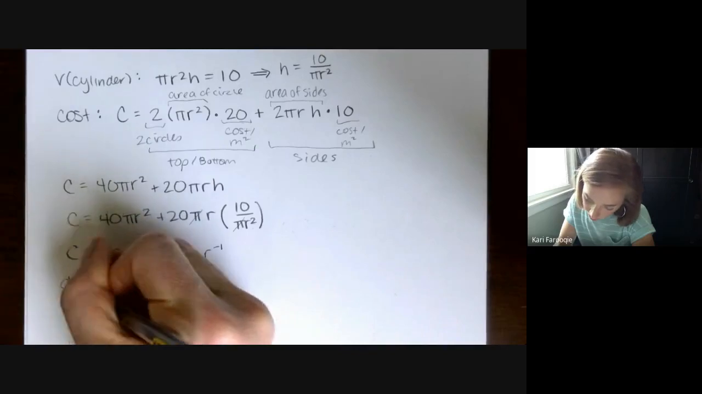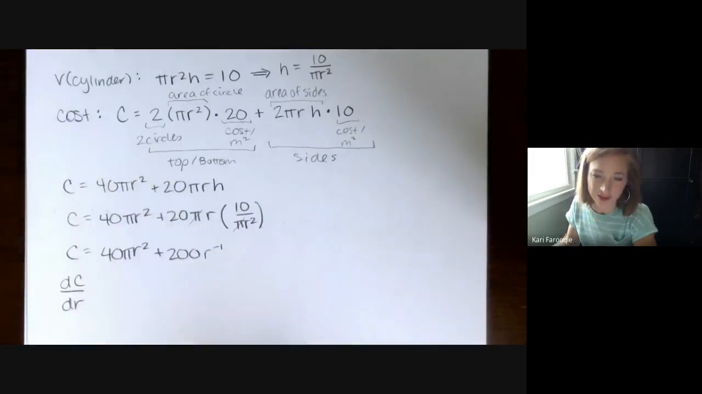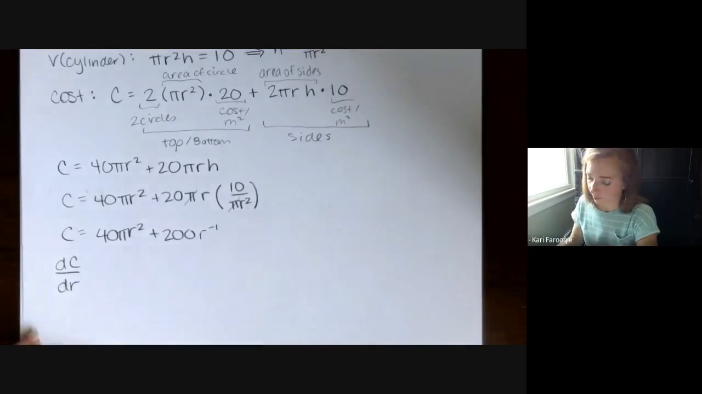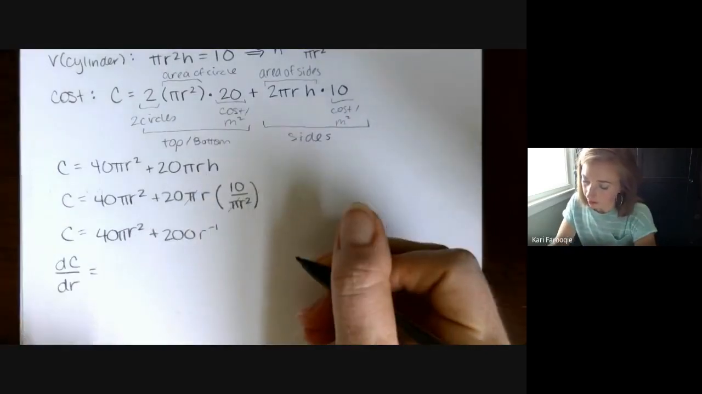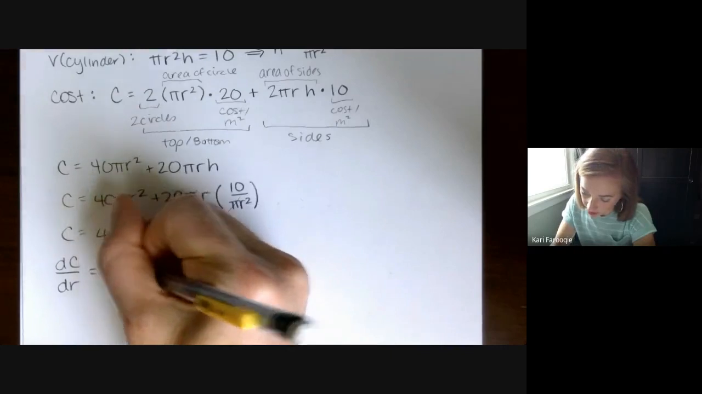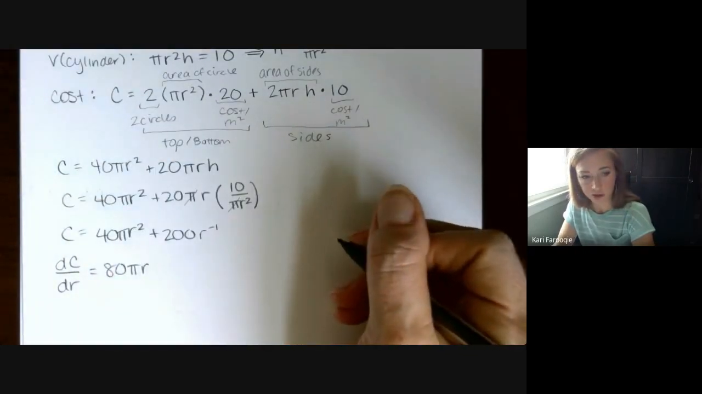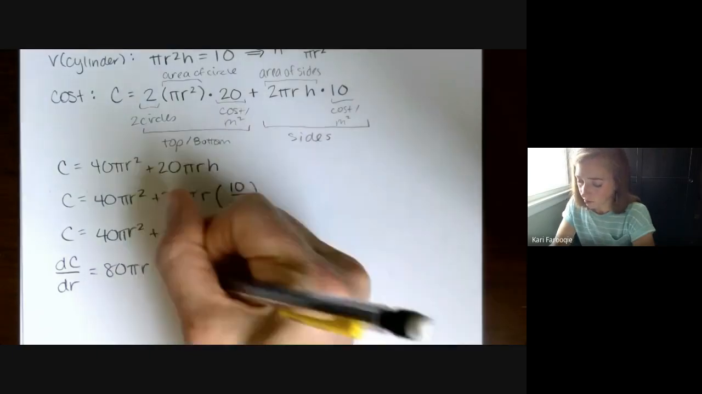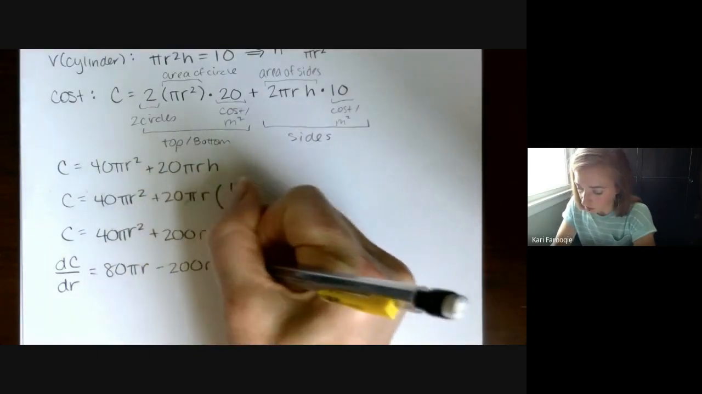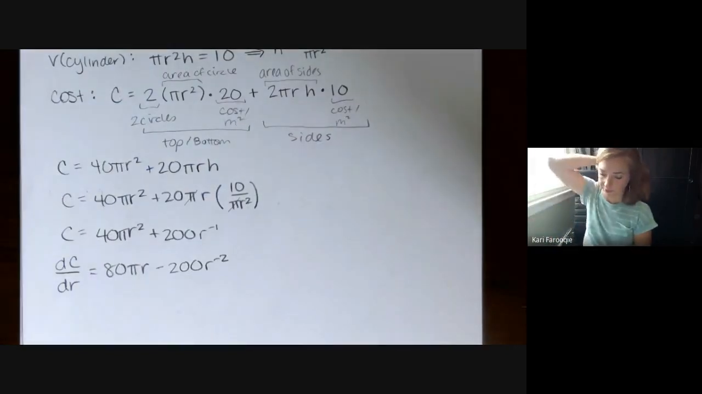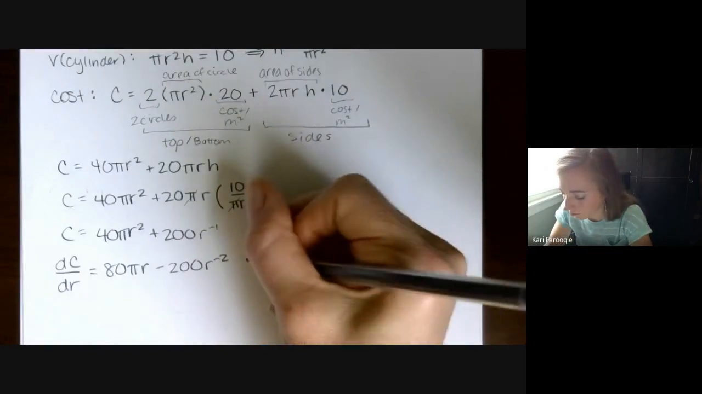We're just going to treat it like we would any other constant. Let's go ahead and take dc dr, or you can call it c prime if you don't like dc dr. All right, so 40 times 2 is 80, and then pi r, so that pi just gets dragged along. And then minus 200r to the negative second power. And then we'll set that equal to 0.